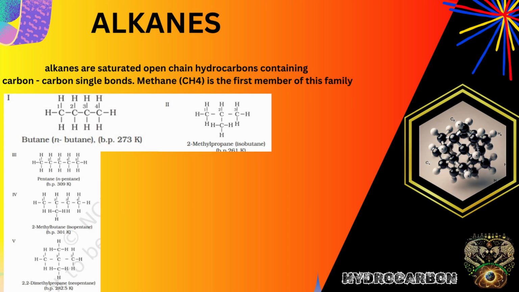The naming and structure of alkanes can be understood through examples. Methane, ethane and propane have only one structure each, but starting with butane, C4H10, we encounter isomers. Now it's your turn. Try writing the structures and IUPAC names of all possible isomers of C6H14. Pause the video and give it a try.